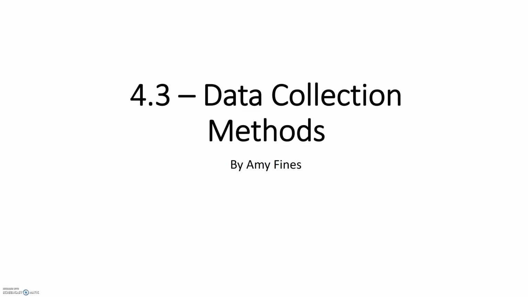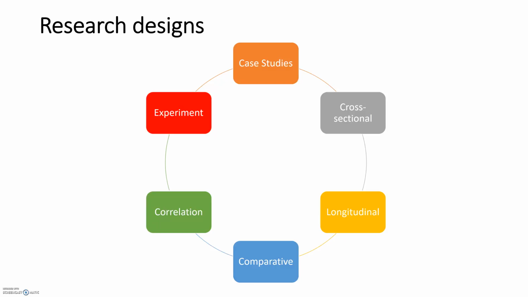When the researchers are deciding what the best research design is, they will have to take into consideration whether or not they want to get numerical data or descriptive data, how long they have to do the study, whether they want to be able to generalise their findings, and whether or not they have time and money to do some of them. So there are 6 research designs. You've got case studies, cross-sectional, longitudinal, comparative, correlation and experiment.